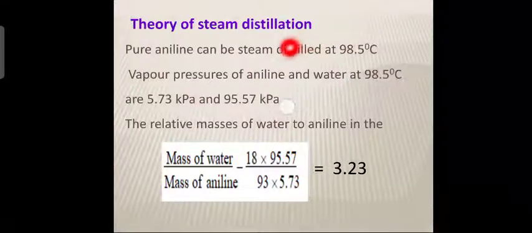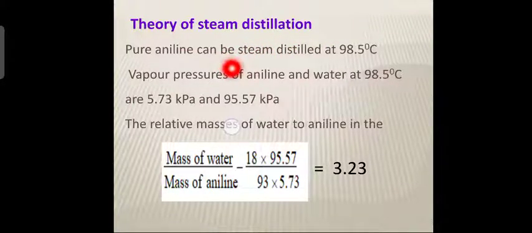Here is another example: aniline and water. How do you separate them? Pure aniline has a boiling point of 183 degrees Celsius. But in the presence of steam, aniline boils at 98.5 degrees Celsius. That means a lower temperature, so you can save heat energy. In the presence of steam, any liquid boils at a lower temperature, so much less: 183 to 98.5 degrees Celsius.